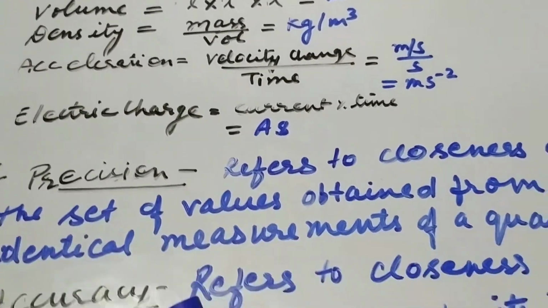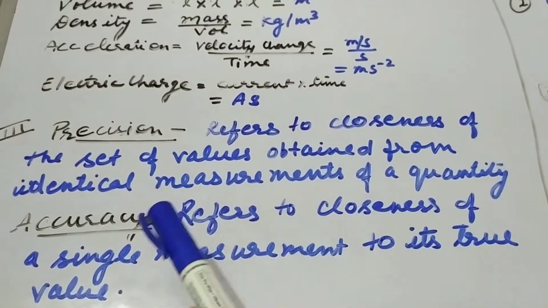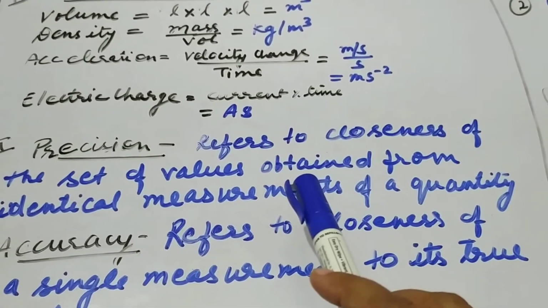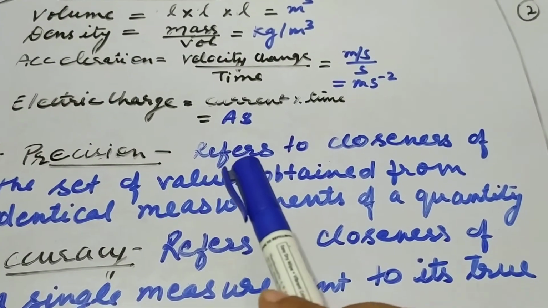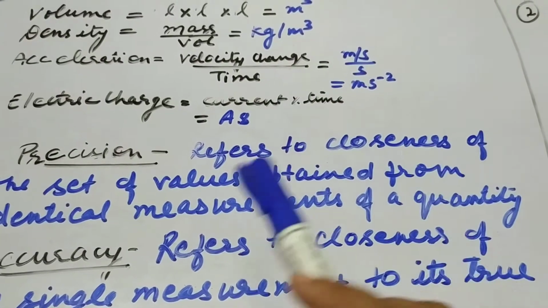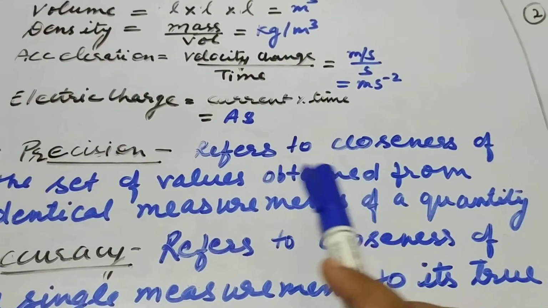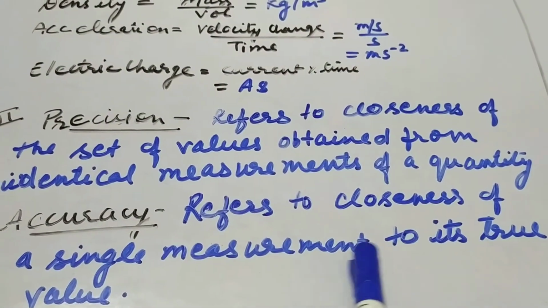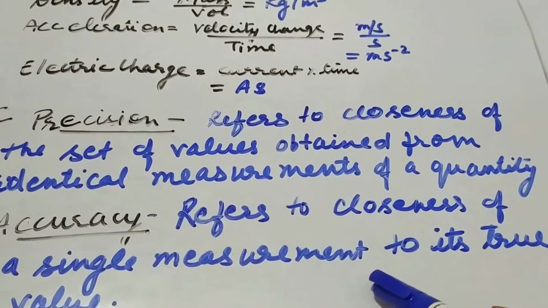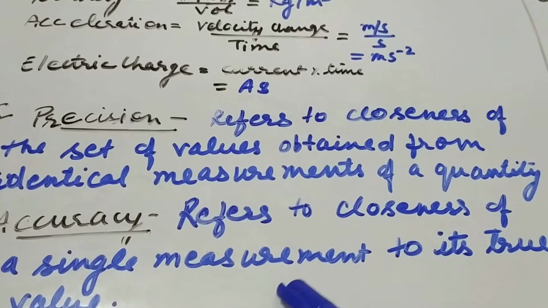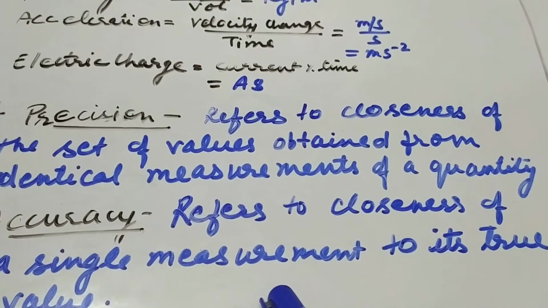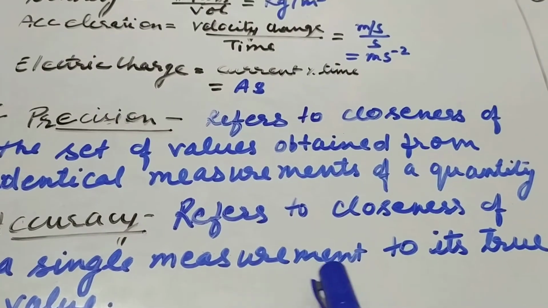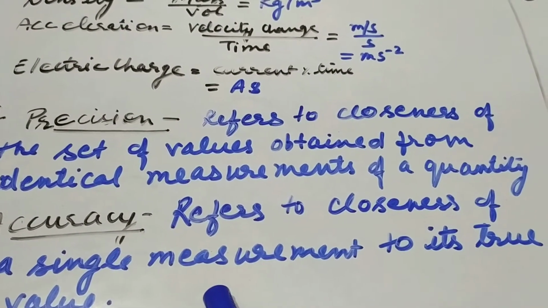Next is precision. Precision refers to the closeness of the set of values obtained from identical measurements of a quantity. Suppose there are three values you have taken and they are very close to each other, then they are called precise values. And accuracy refers to the closeness of a single measurement to its true value. Suppose the true value of a substance is 2 gram and your value is 1.99, so that value is very accurate. And if your value is 2.5 gram, then it is not very accurate. The closer your value is to the true value, the more accurate it is.